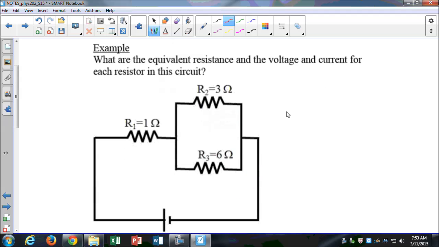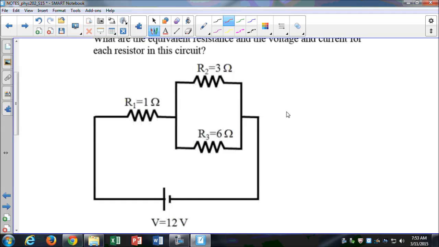All right, let's look at this circuit. I want to know the equivalent resistance and the voltage and the current for each resistor in this circuit. Just try it on your own. First, find the equivalent resistance. You want to start with the smallest portion of the circuit that's either series or parallel, and then go out from there, just like we did for capacitors. You should be able to look at this and just tell me what the equivalent is.